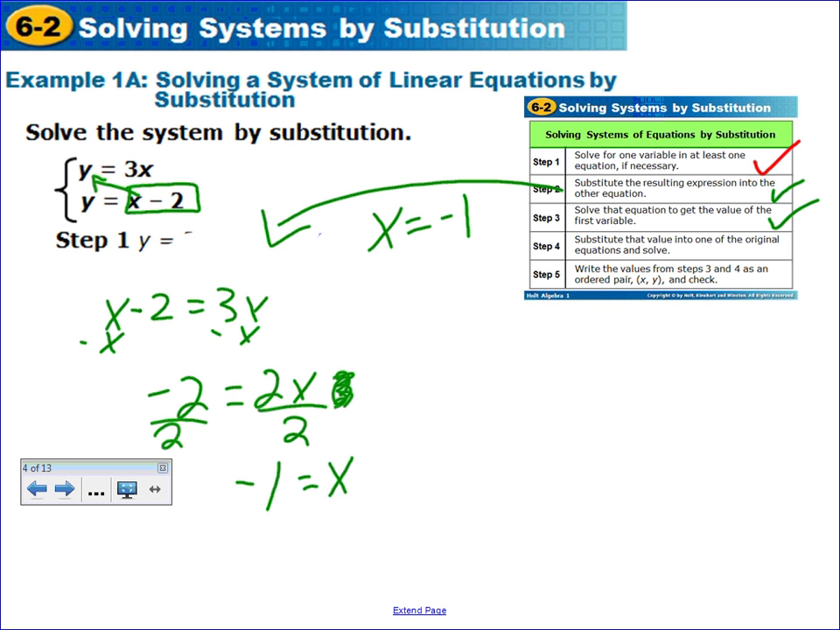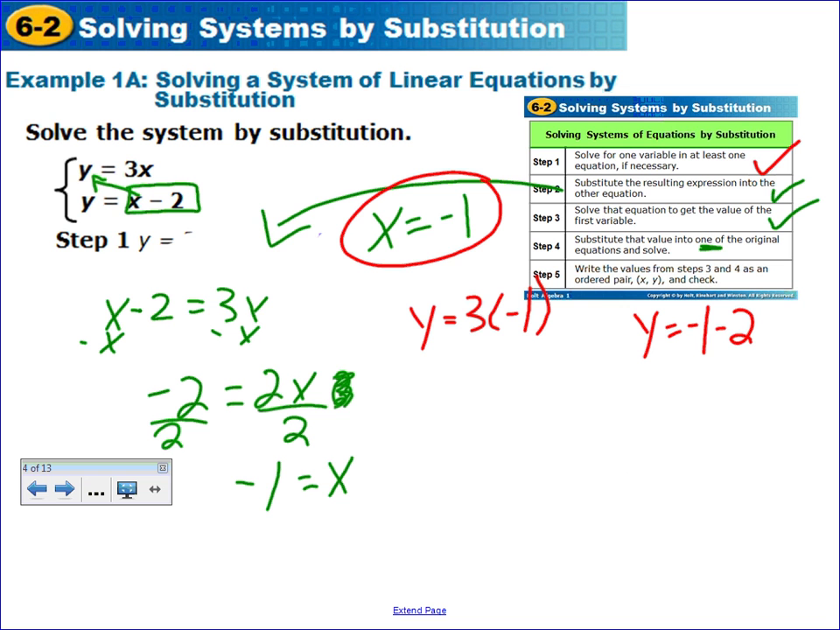The next step is to substitute that value into one of the original equations and solve. Does it matter which equation I plug x equals negative 1 into? No, because if I say y is equal to 3 times negative 1, and both of these things are equal to y, then when I plug in y is equal to negative 1 minus 2, I should get the same answer. y equals negative 3, y equals negative 3.